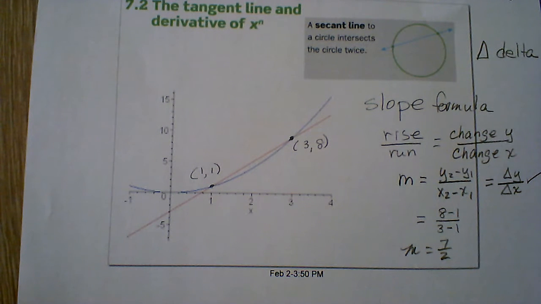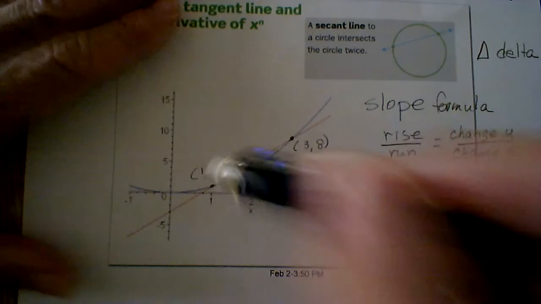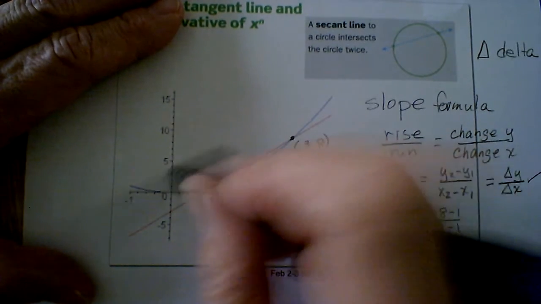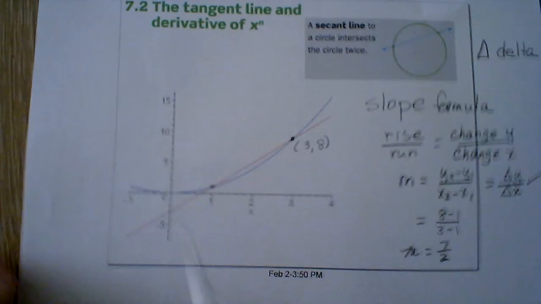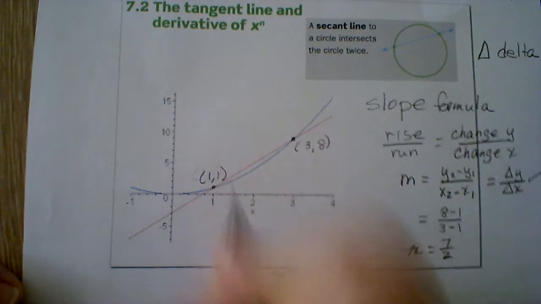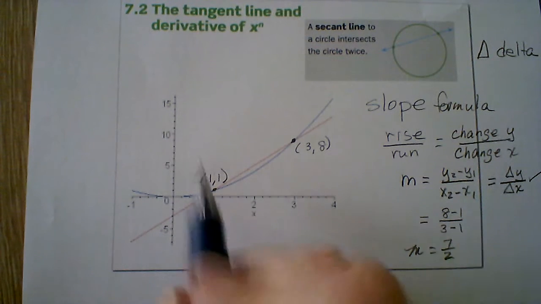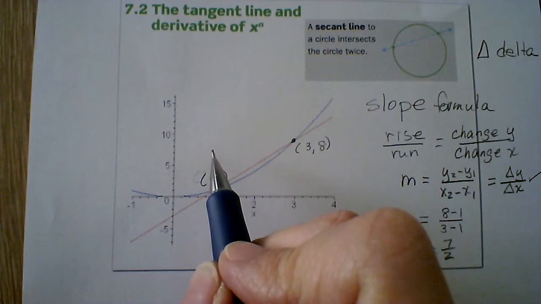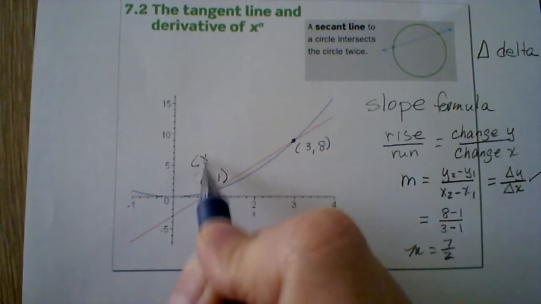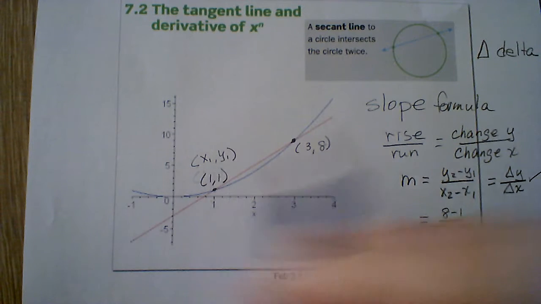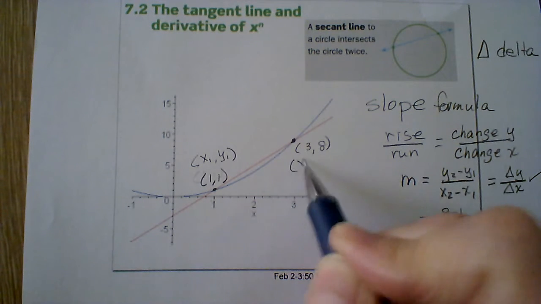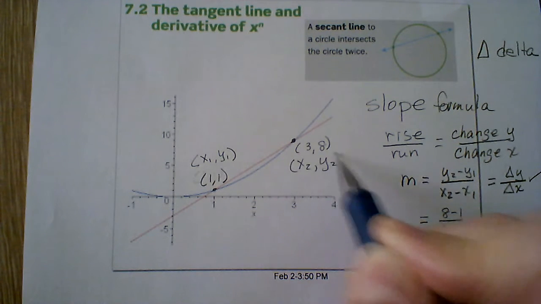Now, let's write this a slightly different way, okay? Let's pretend that there was no scale on this graph, okay? I would have to label this point as x1, y1. And this would be x2, y2, right?